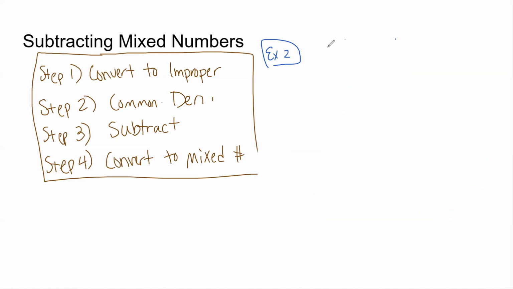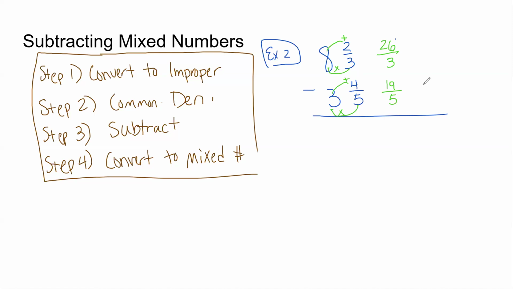Okay, let's do 8 and 2/3 minus, hold on, wrong thing, sorry, minus 3 and 4/5. Okay, so step 1, convert both of those to improper. So the first one, 8 times 3, 24, plus 2 would be 26. Keep the denominator. Second one, 5 times 3 is 15, plus 4 is 19. Keep the denominator.